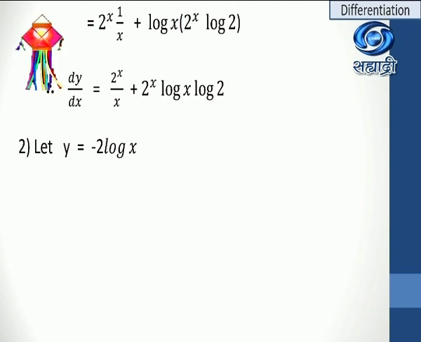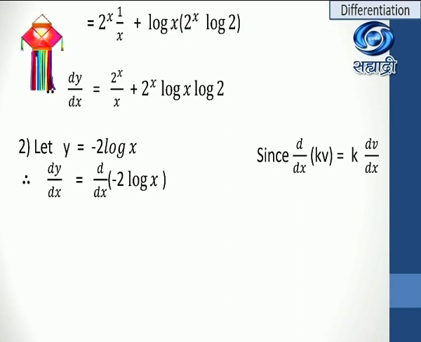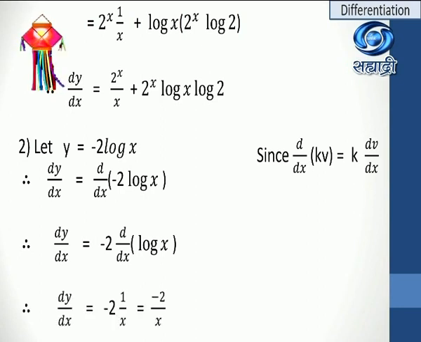Second example, let y is equals to minus 2 log x. Here y is the product of two functions, minus 2 and log x. Here first function is minus 2 and second function is log x. Therefore, dy by dx is equals to derivative of minus 2 log x with respect to x. Now by using this rule, derivative of k into v is equals to k into dv by dx. Here dy by dx is equals to minus 2 into derivative of log x. We know that derivative of log x is 1 upon x. Therefore, dy by dx is equals to minus 2 into 1 upon x. So it's equals to minus 2 upon x.